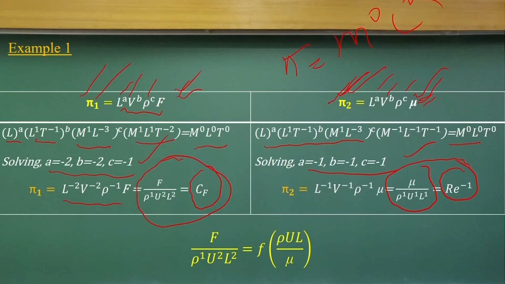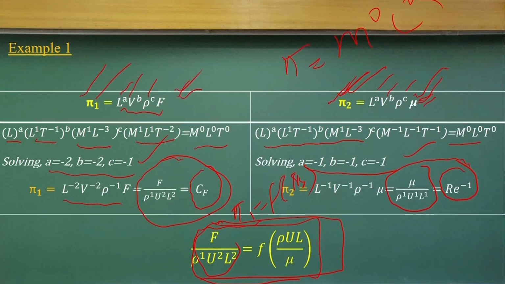That means pi 1 is a function of pi 2. That is what you have written. We just have the reciprocal of the Reynolds number; you can make it into a Reynolds number format. So, this is our non-dimensional form. This is our non-dimensional form.